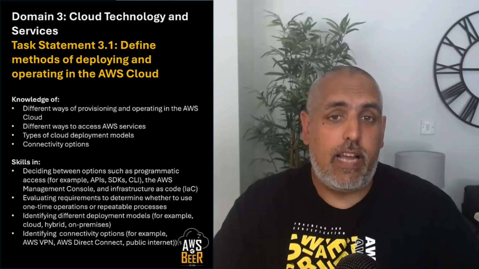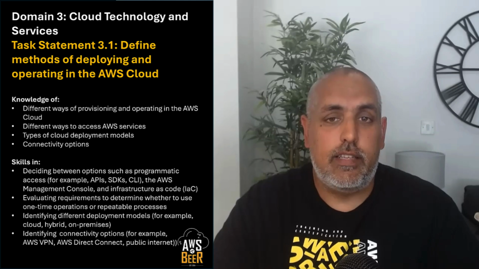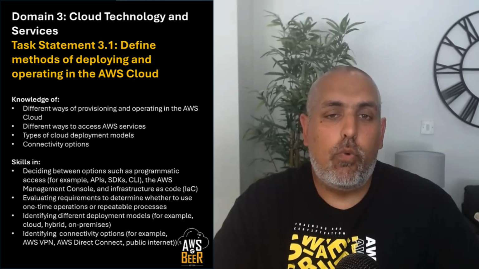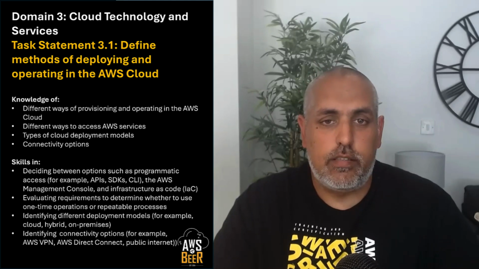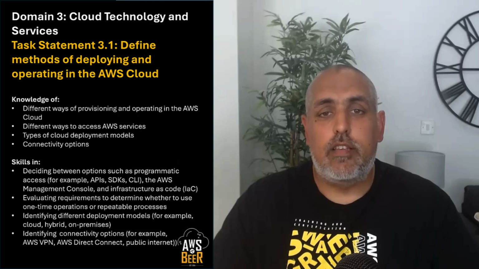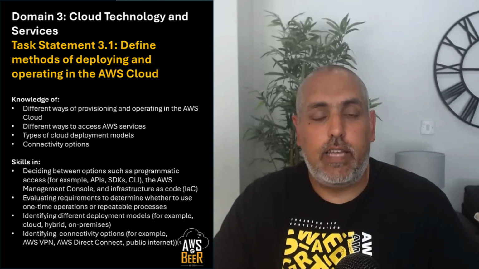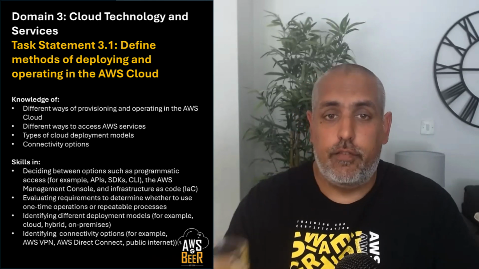Now, programmatic access is another crucial area, encompassing APIs, SDKs, and the AWS Command Line Interface, the CLI, which enable more automated and customizable interactions with AWS resources. Now, it's important to understand the multiple ways to access AWS services, whether through the Management Console, the CLI, SDKs, or APIs. And each method offers unique advantages for different scenarios.